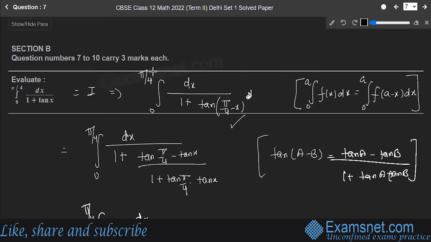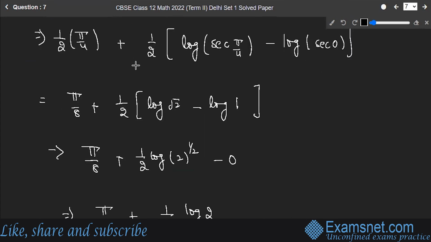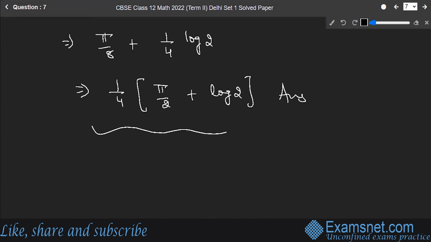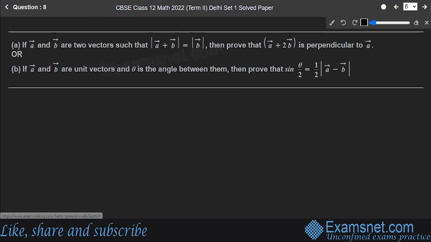This was your question, 3 marks question, and this is your answer. Hope you understood. Next is question number 8. Again, you have a choice in this question. This is a 3 marks question. It says vector problem. Both are the vector problems.